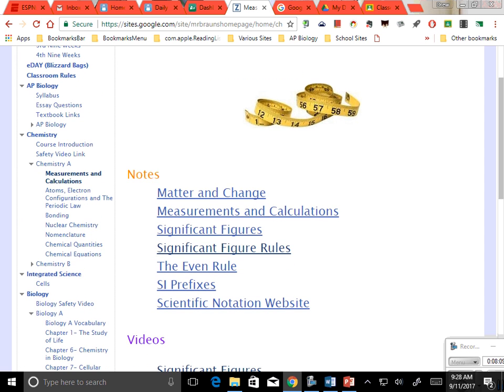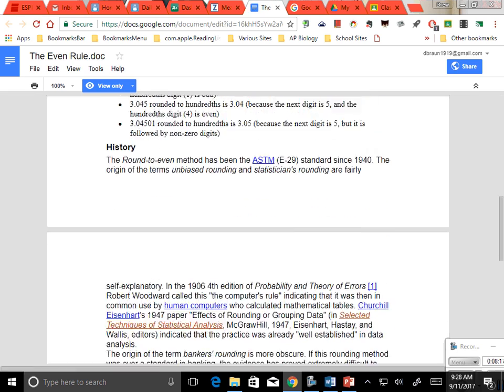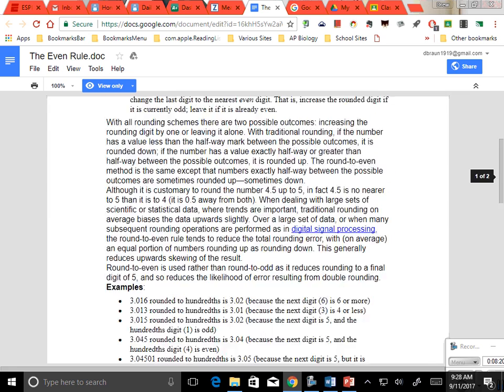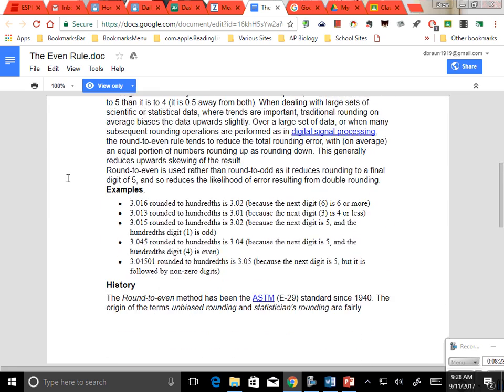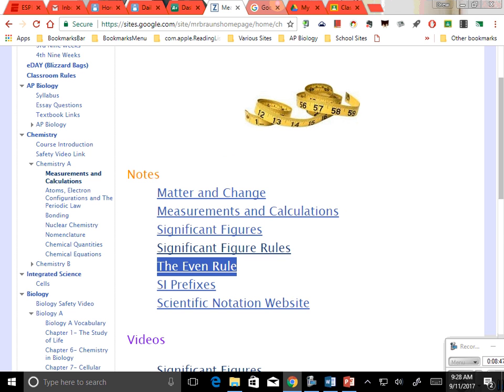If you look at Measurements and Calculations, right here is the even rule. Click onto that, and I want you to read over this even rule. It's just a couple pages. Right here are examples of the even rule and how to do that. So that's one thing I would like you to do, and I didn't even write that down in your notes. Read over the even rule tonight. And if you want to, take some notes into your notebook about the even rule, or print it out and put it into your notebooks, that would be great too.